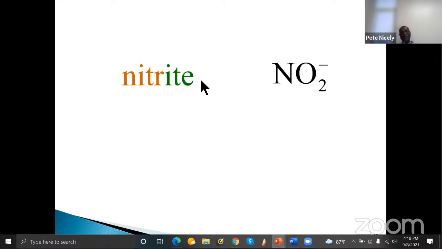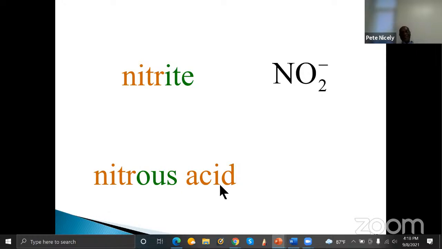So in this case here, we have the nitrite ion, NO2 minus. So the name of the corresponding acid would be nitrous acid, right? We replace the ITE ending with OUS, and the formula of nitrous acid would simply be this with the hydrogen, without the negative sign, and therefore that would be the formula.